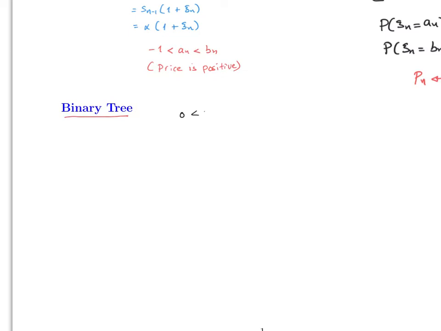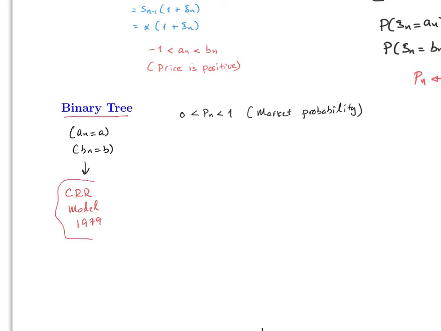Remember that we're going to use p_n as the market probability. And for the binary tree, we're going to assume that a_n is equal to a and b_n is equal to b, which means the value for each step is going to be the same for a and for b, which could be different. This is actually called the CRR model, and it was invented in 1979, around that time.